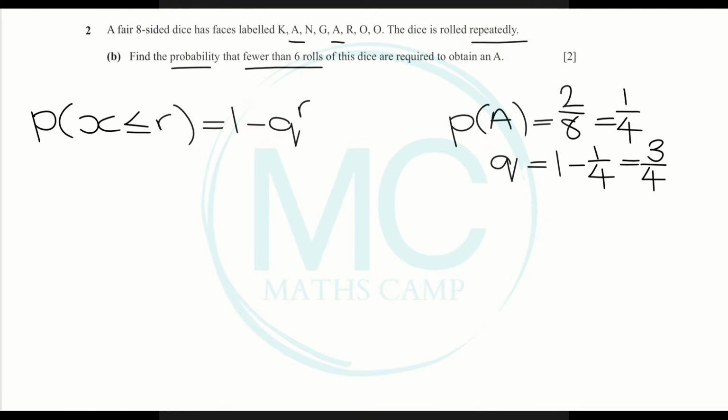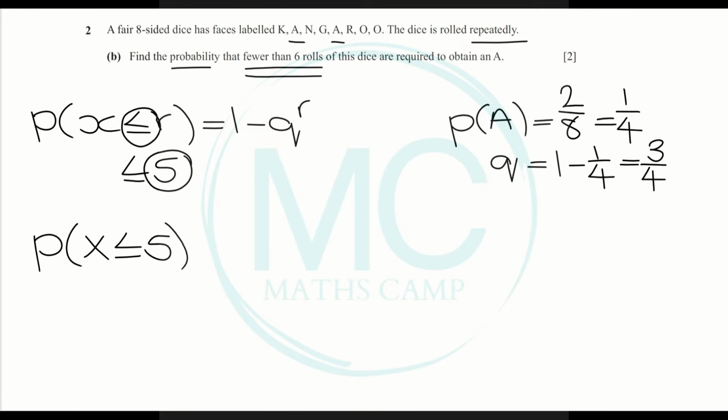The formula says the probability that X is smaller than or equal to R. Be very careful with this sign. We are looking for the probability that X is fewer than 6, smaller than 6, which means that X has to be smaller than or equal to 5. So this is our R value. So now I can say probability that X is smaller than or equal to 5 must be equal to 1 minus 3 over 4 with an exponent of 5.